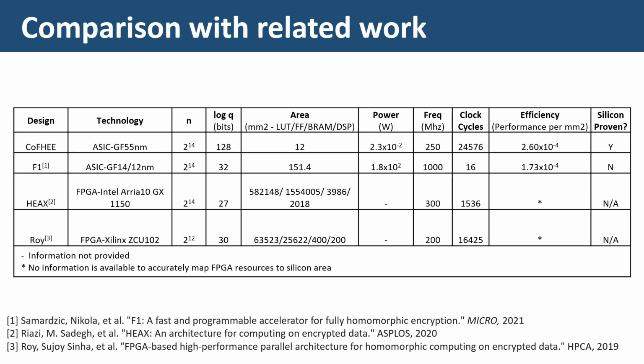As CoFHEE is targeted for ASIC fabrication and had an area constraint of 12 millimeter square, for a fair comparison, we compared the performance achieved per millimeter square for NTT after applying the scaling factor to match the technology of the related work. And we see that CoFHEE is slightly better in this metric when compared to F1, which is an ASIC accelerator for FHE with post-synthesis area of 150 millimeter square. Besides ASIC, there are a number of works that propose FPGA-based solutions, but as we cannot map FPGA resources to silicon area, the performance per millimeter square metric cannot be accurately calculated.